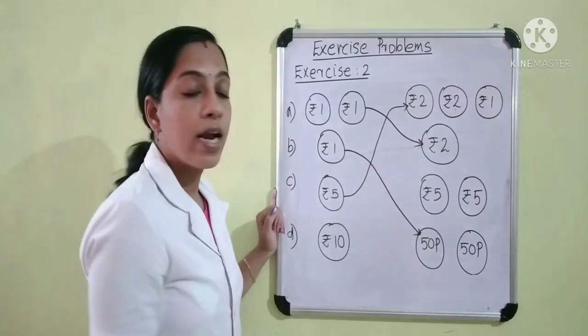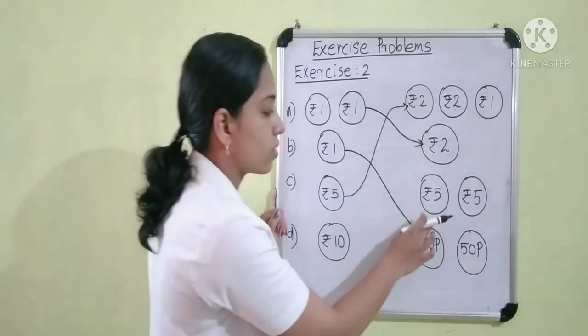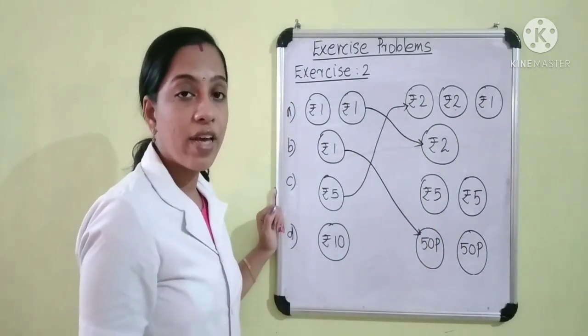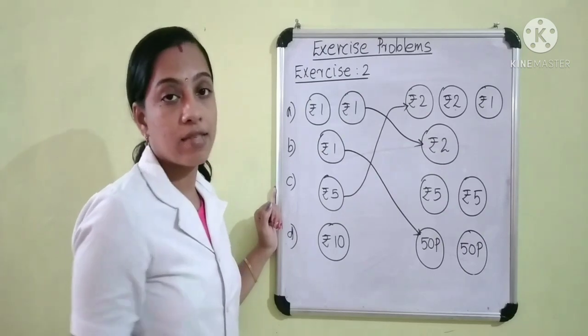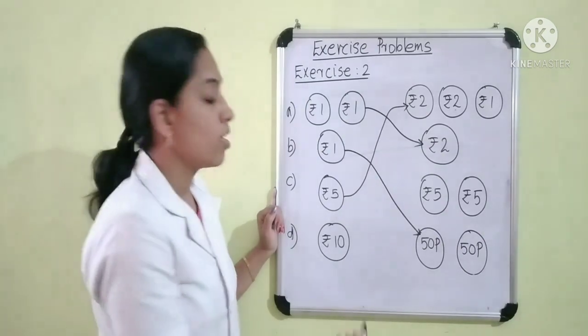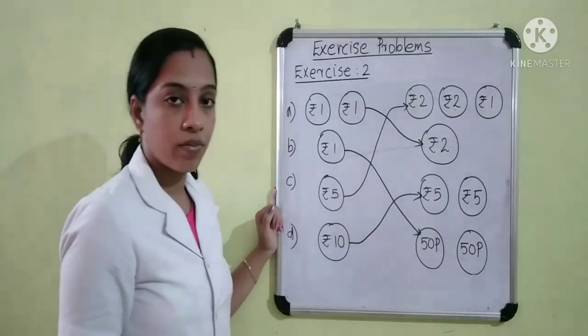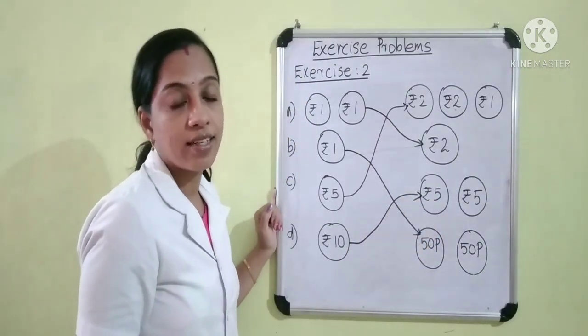Okay, the last one, 10 rupees coin. Here we can see 2 5 rupees coins. What is the total amount when we add 5 rupees and 5 rupees? Yes, 5 plus 5 we will get 10. So let us match this coin with 2 5 rupees coins. Is it clear, children? Yes.